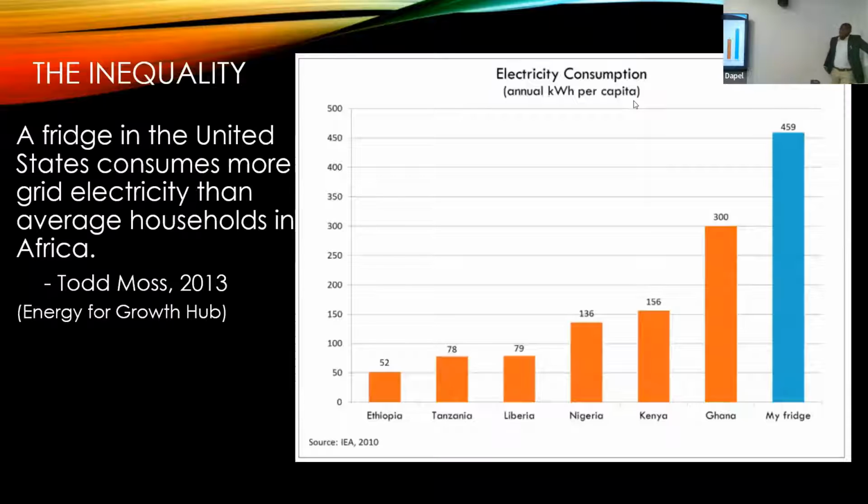So this graph is one of the famous graphs in energy policy. I don't know, maybe some of you have not seen it, but it's widely cited by lots of top magazines, Washington Post, The Economist, Bloomberg, and a lot of people use it. So Todd Moss first came up with this graph. I worked under him when I was with the Center for Global Development. He currently leads Energy for Growth Hub. He came up with this graph 10 years ago.